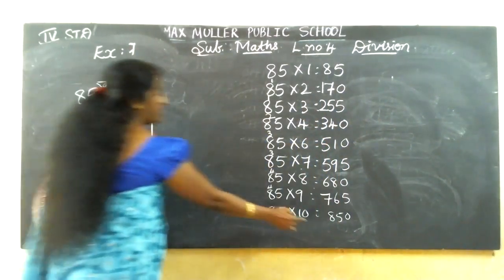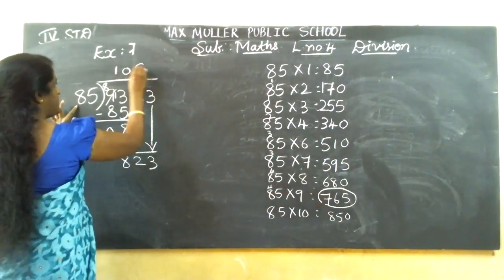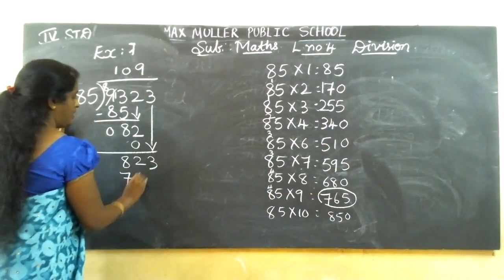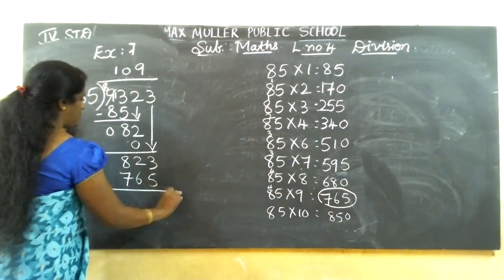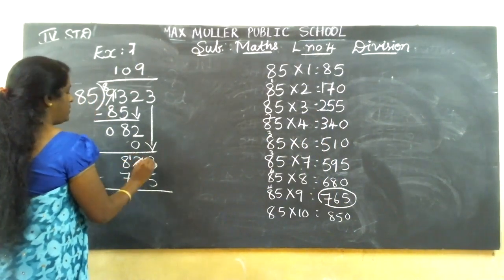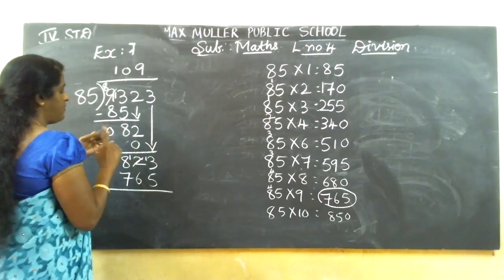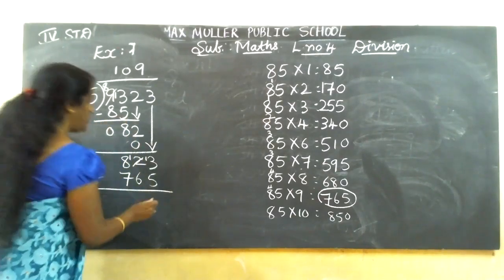Here 823, here 850. We will go for this number. 85 nines are 765. So reminder, in 3 you can't cut. So 1, here 1. I borrowed. So 5, 6, 7, 8, 9, 10, 11, 12, 13, 8.